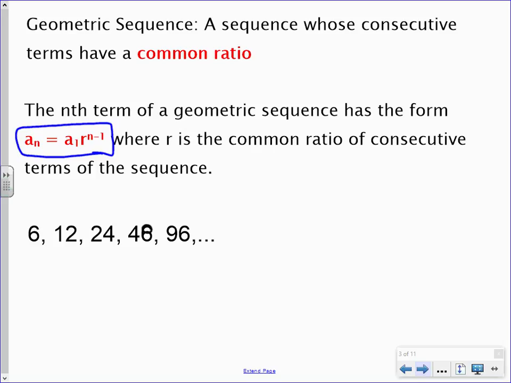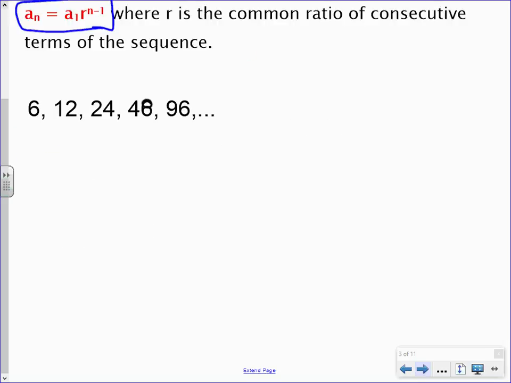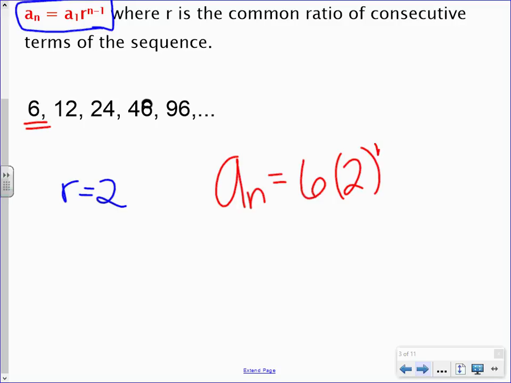Zach, what number are we multiplying by each time? Multiplying 6 and we're doubling it each time. Okay, so from term to term, we are multiplying by 2, which means our common ratio is 2. Okay, so if we want to write the nth term, we're going to take our first term, which is 6, and then multiply it by our common ratio to the n minus 1.